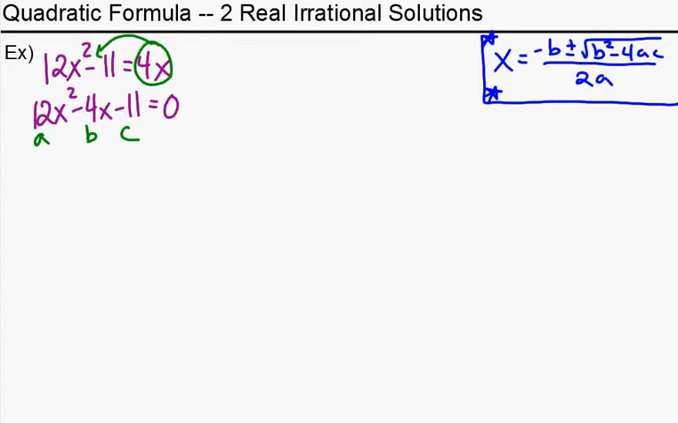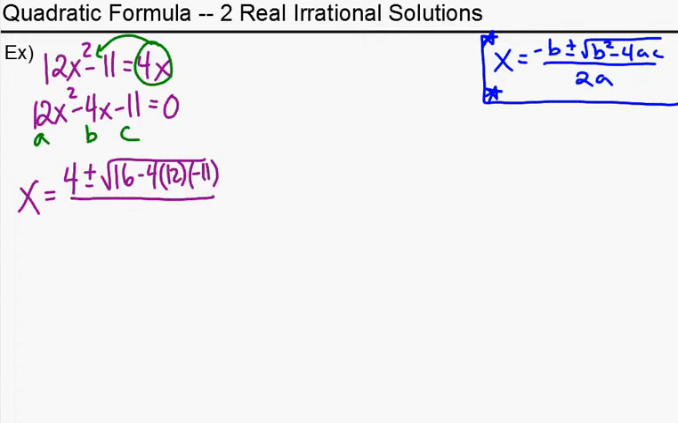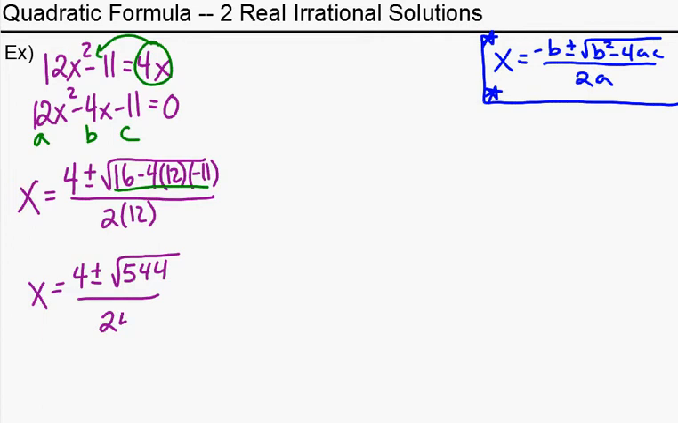I start plugging things in. I get x equals opposite b, so the opposite of negative 4 is positive 4, plus or minus the square root of b squared. Now I'm going to square negative 4 as I go and get positive 16, minus 4 times a times c. And this is all over 2 times a. I always encourage everyone to simplify everything underneath the square root first. The discriminant is what we call it. So this is x equals 4 plus or minus the square root of 544 all over 24.